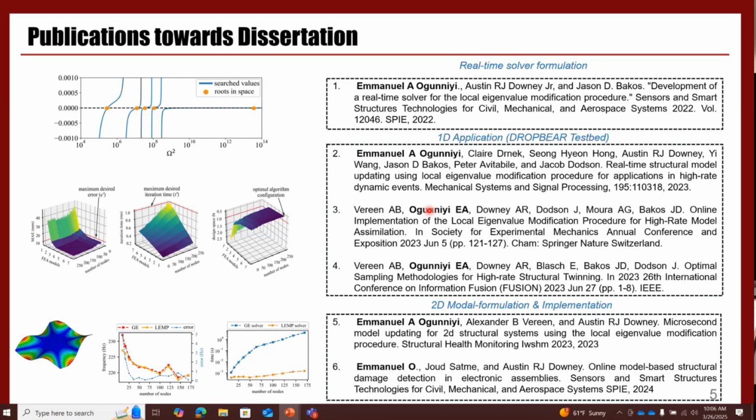Now, during the course of my PhD, most of the work I'm presenting today has been published. We have presented it at conferences. From the real-time solver formulation to the 1D application, we had a journal publication and some conference presentations. And the 2D model formulation and implementation has also been published and presented at conferences.